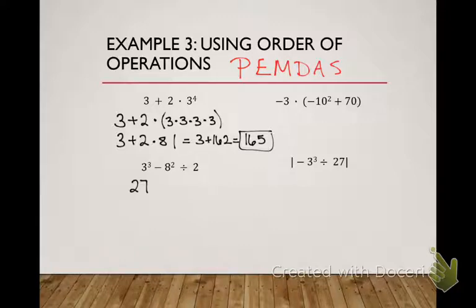Everybody write 27. Nobody wrote 9, right? Okay. So it's not 3 times 3. It's 3 to the third power.